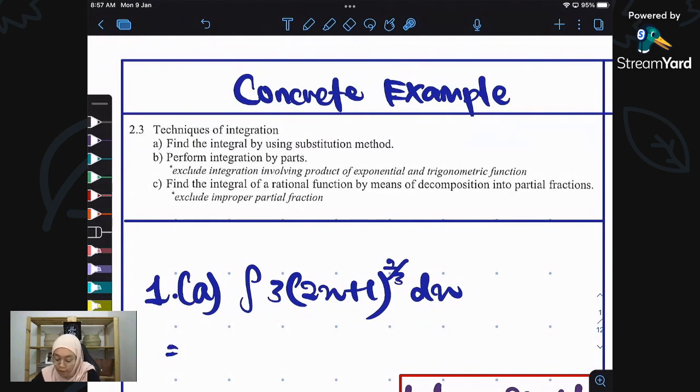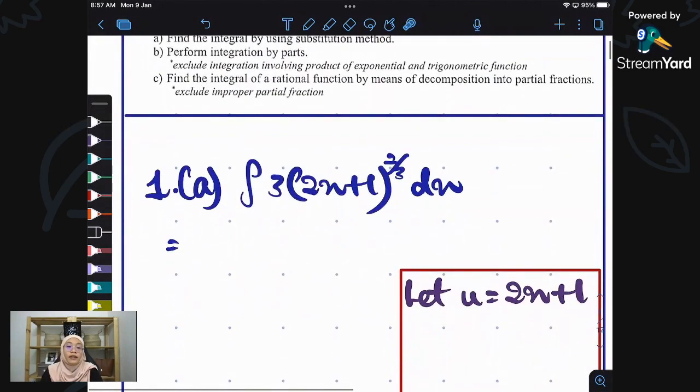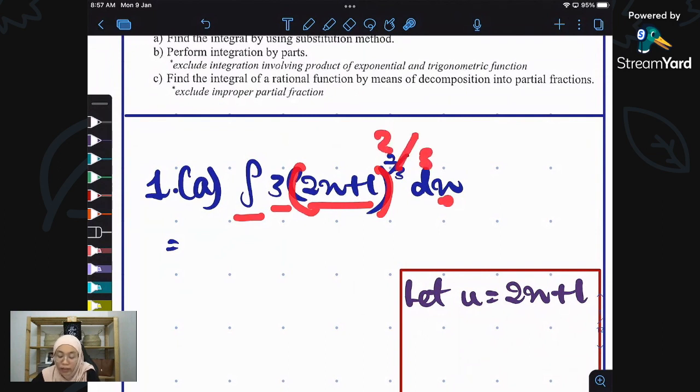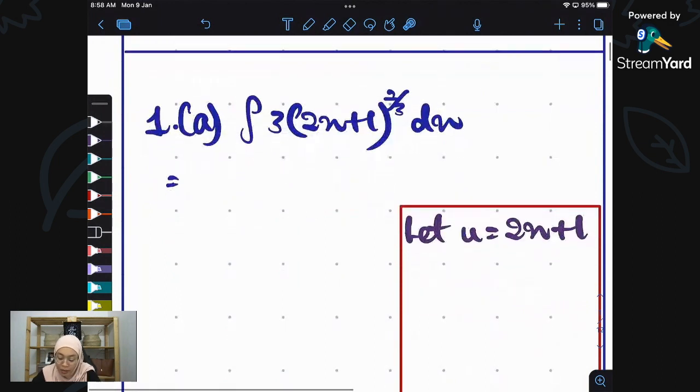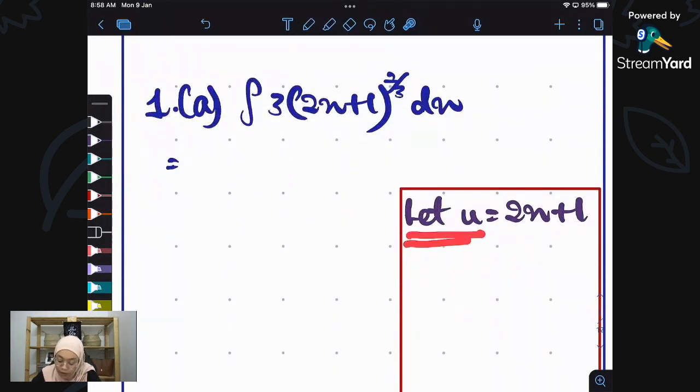Let's learn from the first example here. The first one, 1a, we are going to integrate 3 times (2x plus 1) to the power of 2 over 3 with respect to x. So how do we do the substitution method? Let me begin with let u. This is your first step: let u be whatever is inside the bracket. The let u will always be inside the bracket, and there will always be a power there.